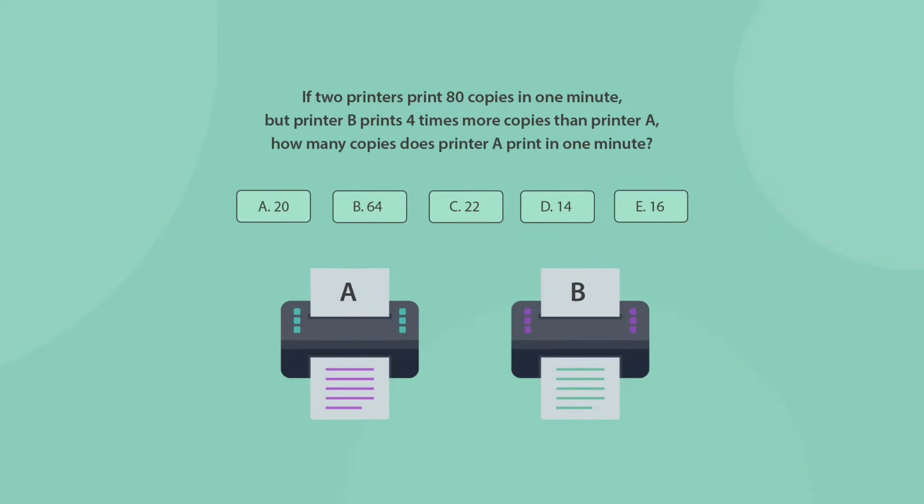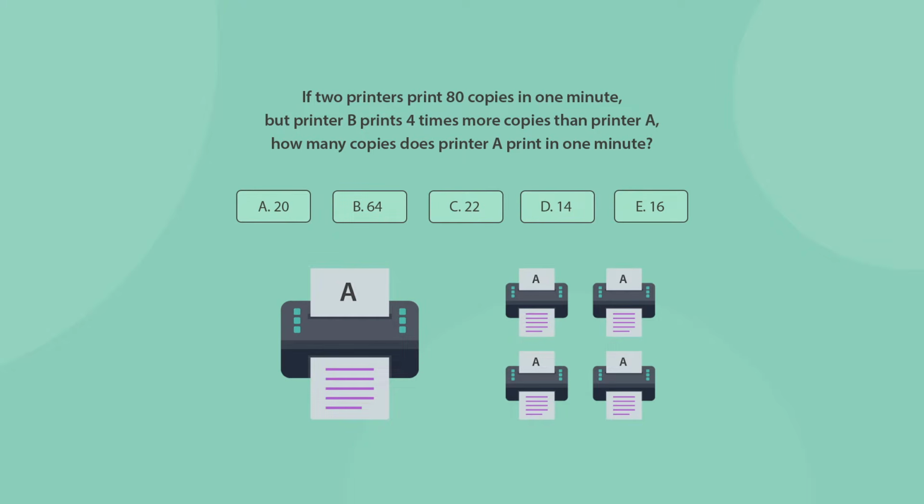Well, time's up. Did you solve the question on time? From the details that we got, we know that printer B works like 4 A printers. So, let's just imagine that printer B is actually 4 A printers. Now we can see that the overall 80 copies are made by 5 A printers. The only thing that's left is to take the number 80 and divide it by 5. So the answer is 16.